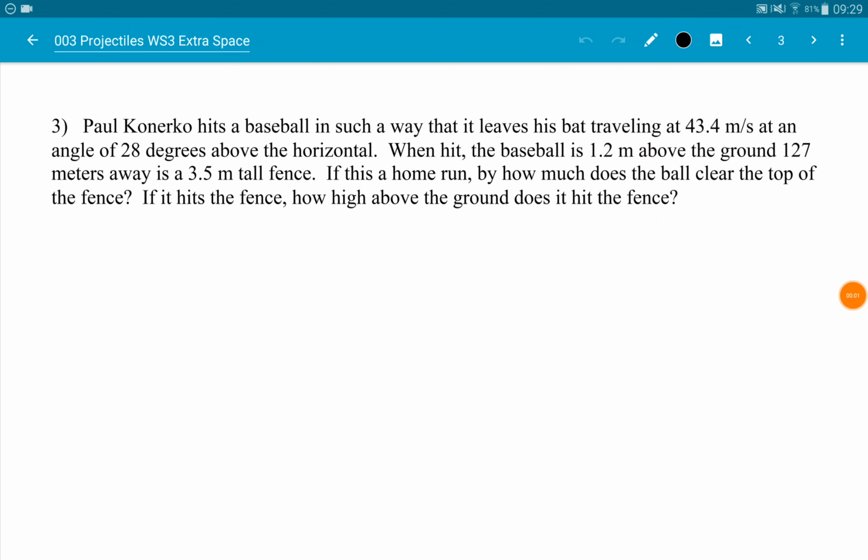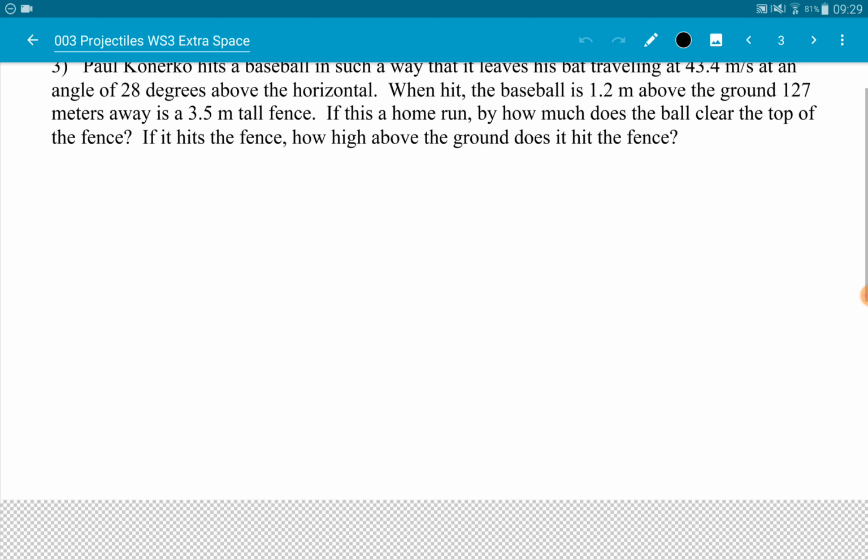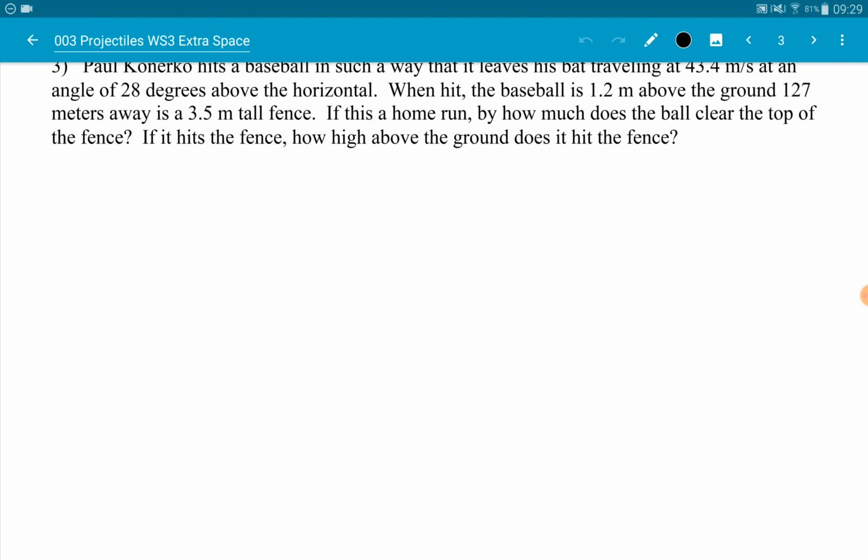Welcome back. We're in Projectiles Unit, Worksheet 3, problem number 3. Paul Konerko hits a baseball in such a way that it leaves his bat traveling at 43.4 meters per second at an angle of 28 degrees above the horizontal. When hit, the baseball is 1.2 meters above the ground and 127 meters away from a 3.5 meter tall fence.